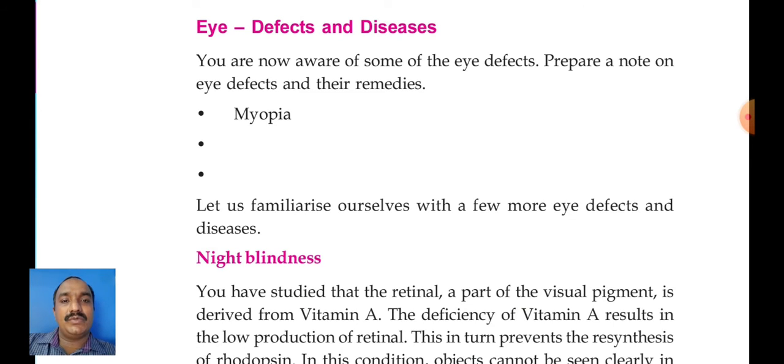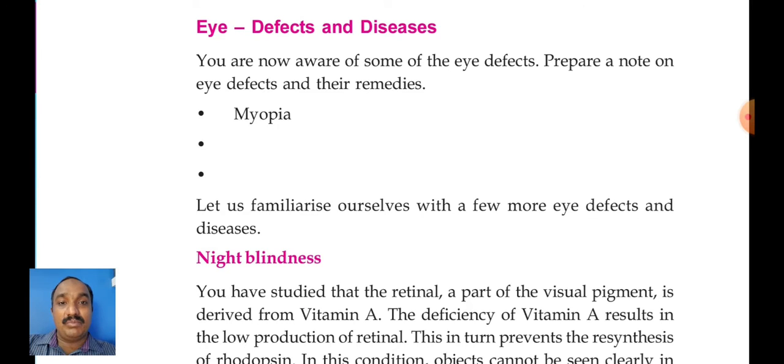Today, we are moving to an important part related to the sense organ eye, that is the defects or disorders of the eye. That is a major part from 10th standard biology, and every year many questions repeat from this area, so we can directly move to the chapter or lesson that is to be studied.